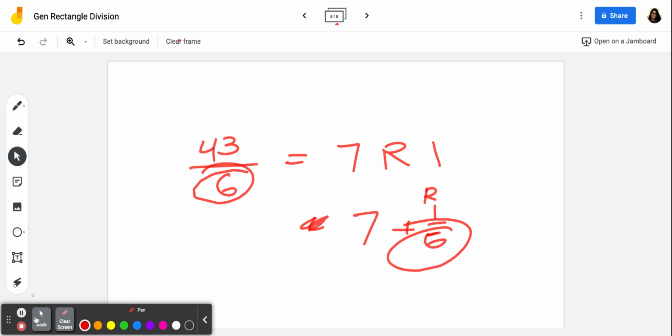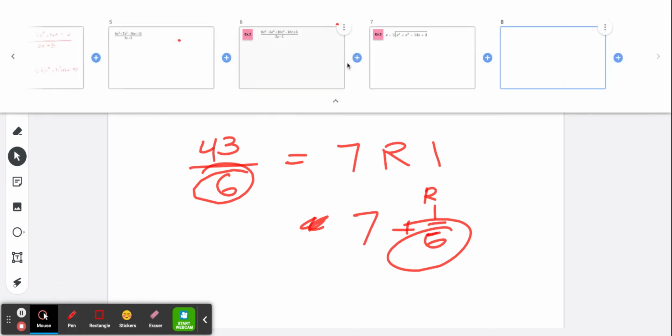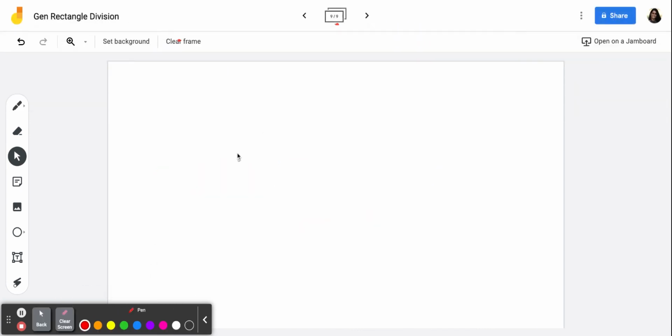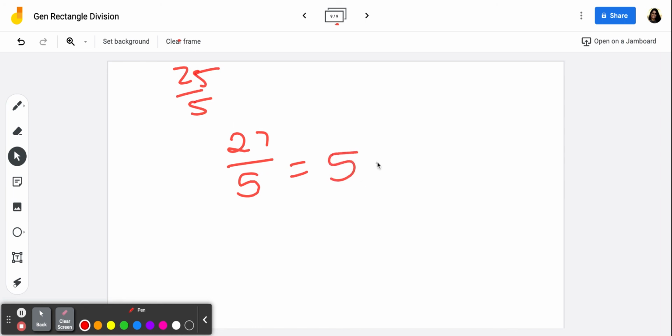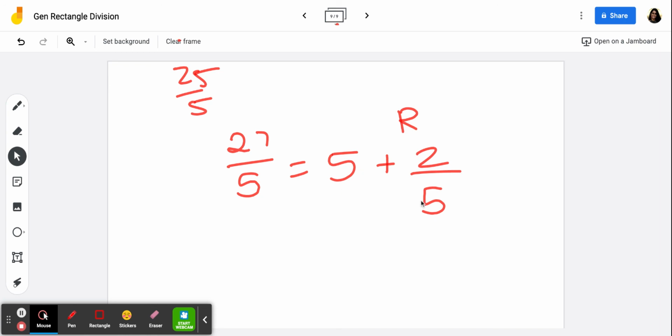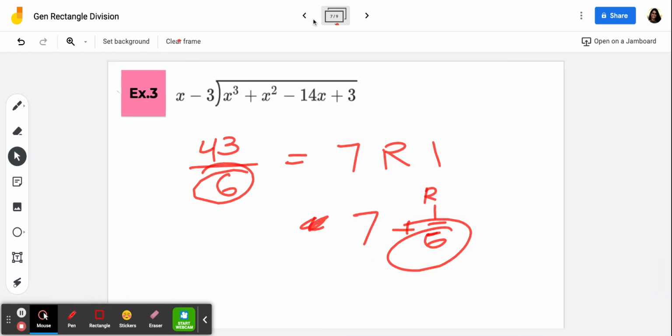Let's try one more. Think about this logically. They were just scared to tell you that in elementary school, or maybe you knew it. Okay, let's try one more. Let's do 27 divided by 5. 25 divided by 5 is a perfect 5, but now we have a remainder of 2. But instead of writing remainder 2, it's actually 2/5 is remaining. And that's how we should have been writing it in elementary school, 5 plus 2/5. Well, that's how we're writing it in Algebra 2 Honors.